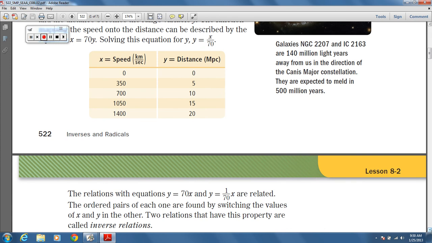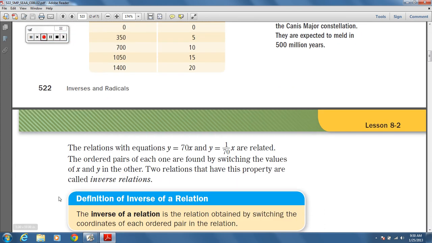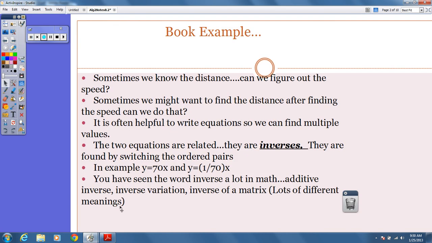So in a nutshell, an inverse is the relationship between variables if you switch the x and y. It is helpful because sometimes the data that you have available to plug in is not what is modeled by the table. Sometimes you have the speed handy, sometimes you have the distance handy, so it is helpful to look at these tables in an inverted way. You have seen the word inverse a lot in math before: additive inverse, inverse variation, inverse of a matrix. There are lots of different meanings, but definitely a relationship is involved.